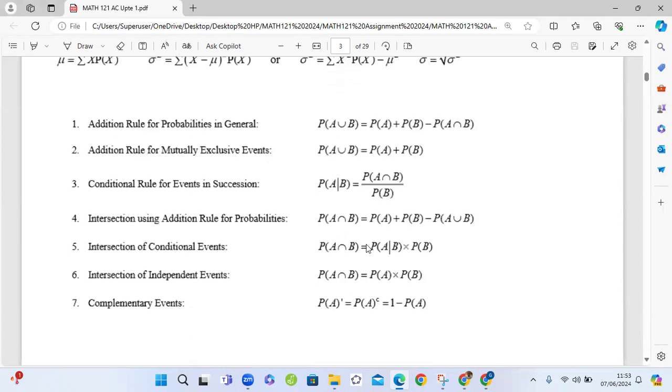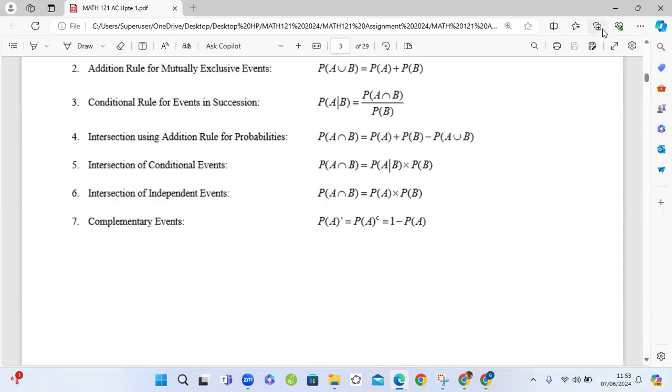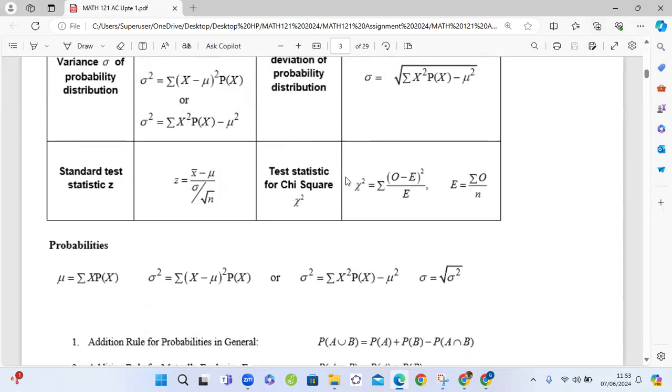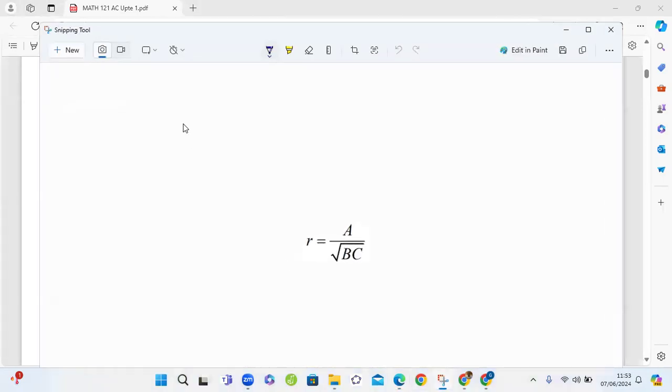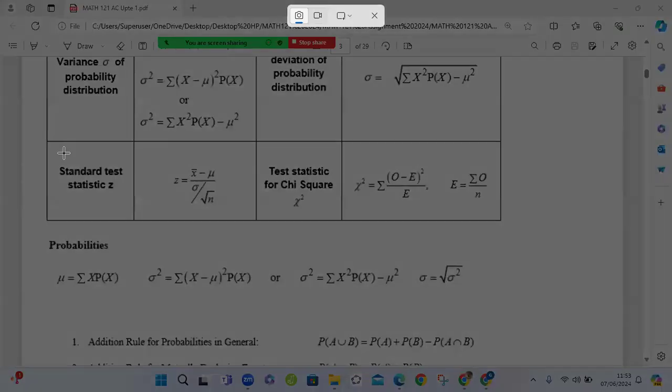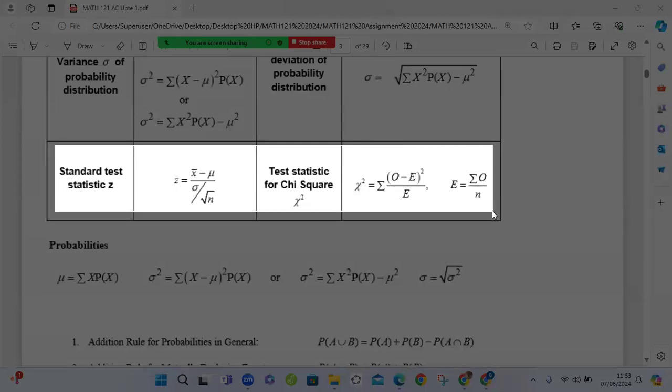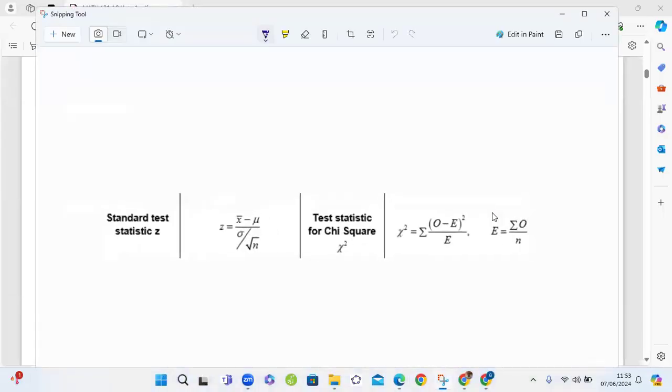And here you have the probability formulas. You have not done that yet. You'll be doing that in assignment D. So in assignment C, we are going to be using those two formulas for test statistic. Here they are, the z-test and the chi-square test. So these are the two formulas we're going to be using in assignment C.